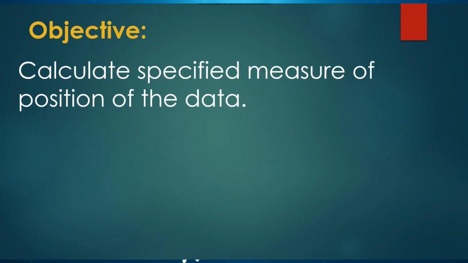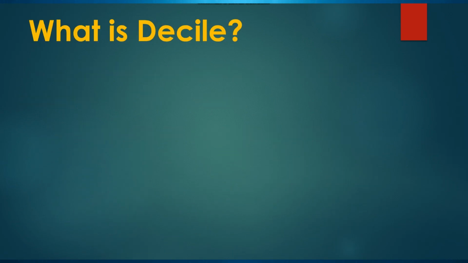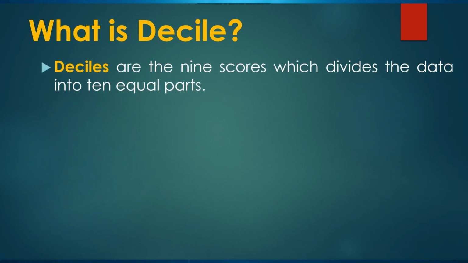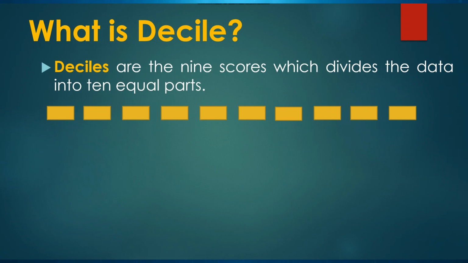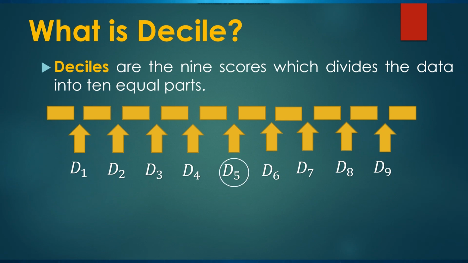Objective: calculate a specified measure of position of the data using deciles of ungrouped data. So what is a decile? Deciles are the 9 scores which divide the data into 10 equal parts. For the illustration, we have the data as a whole. We are going to divide the data into 10 equal parts. So we have D1, D2, D3, D4, D5, D6, D7, D8, and D9. Take note that our D5 is the 50%, or the half, or the middle value. So D5 is also equal to Q2, or the second quartile.